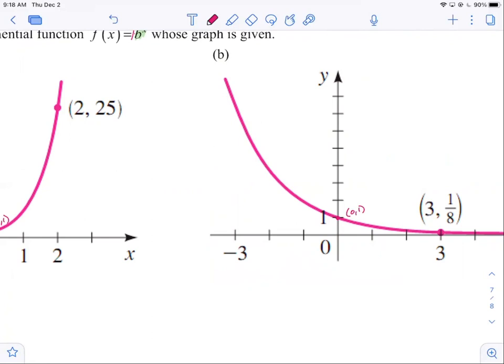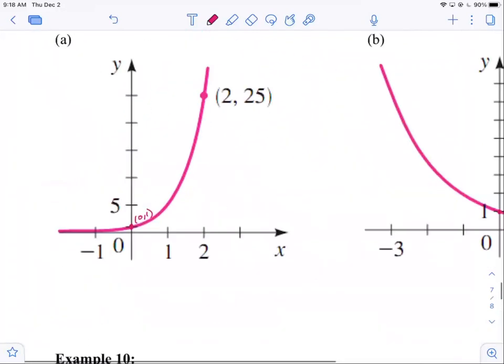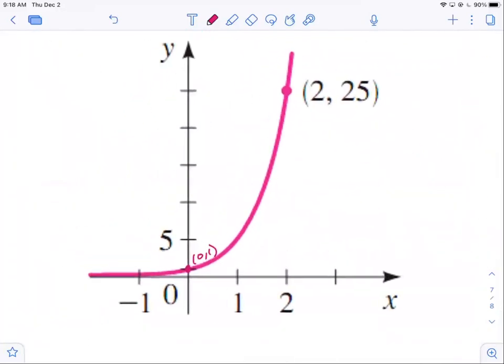All right. So 0, 1, 0, 1, and let's see, it's growth, right? This one's growth, so we know it's got to be what? Increasing or decreasing? Increasing, so we know the base has to be what in relation to 1? Bigger or smaller? Bigger, okay.